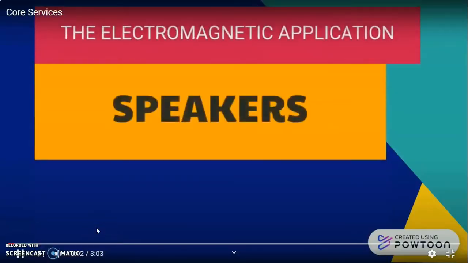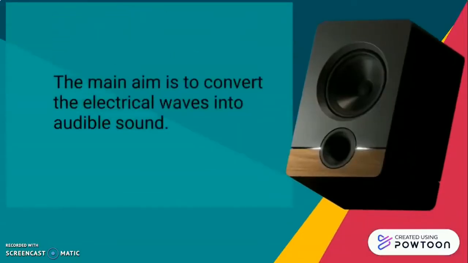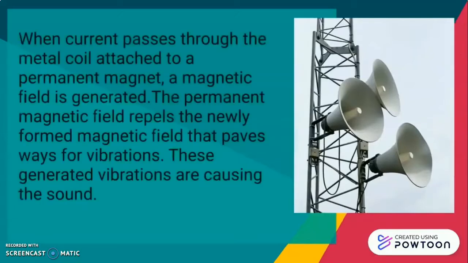The next electromagnetic application is the speaker. The main aim is to convert the electrical wave into audible sound. When current passes through the metal coil attached to a permanent magnet, a magnetic field is generated. The permanent magnetic field repels the newly formed magnetic field, which paves the way for vibration. These generated vibrations cause the sound.